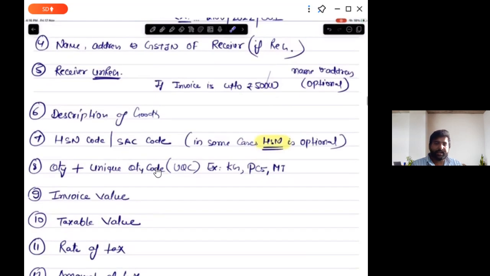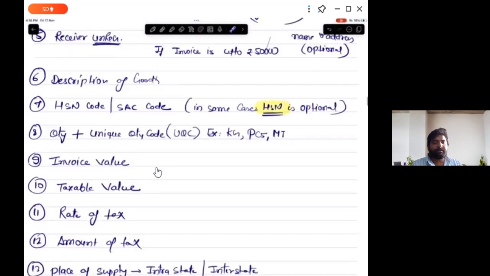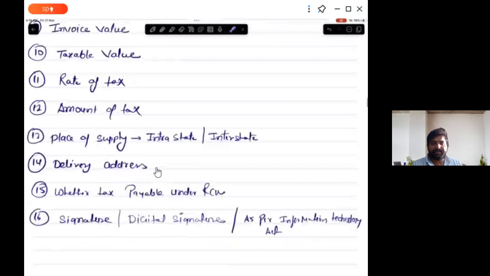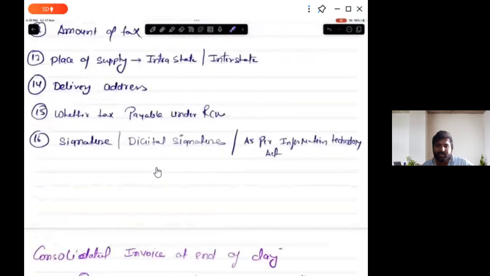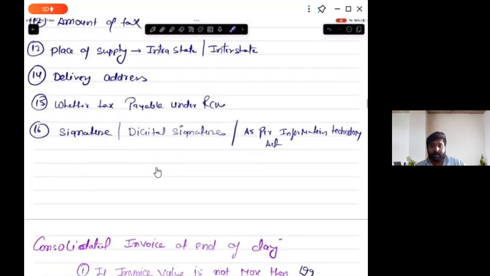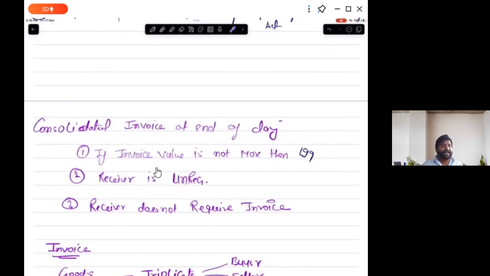Quantity, and again the quantity code, invoice value, taxable value, rate of tax, amount of tax, place of supply, delivery address, whether tax payable under RCM or not, signature. These are the information I need to fill in my invoice. Now, one more interesting thing: मैं छोटे छोटे बिल कैसे बनाऊं, and that's why they have given me an exemption.